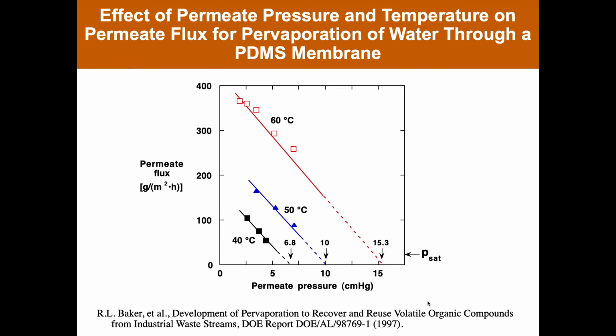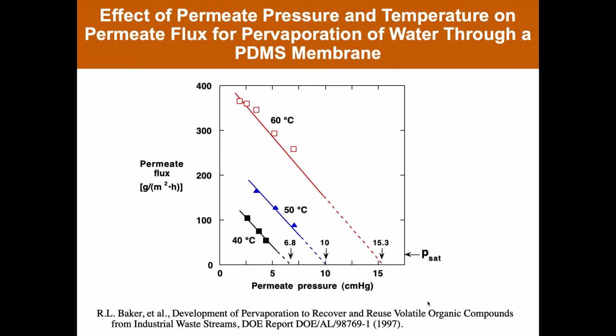When the permeate pressure becomes equal to the vapor pressure, and if the thermodynamic activity of the liquid water upstream is 1, and the thermodynamic activity of the liquid water downstream is 1, what's going to be the flux? That's right, zero. Okay? And so the permeate flux drops as the permeate pressure goes up, because the thermodynamic activity of the water is approaching 1. It's 1 in feed, 1 in permeate, and there's no flux.